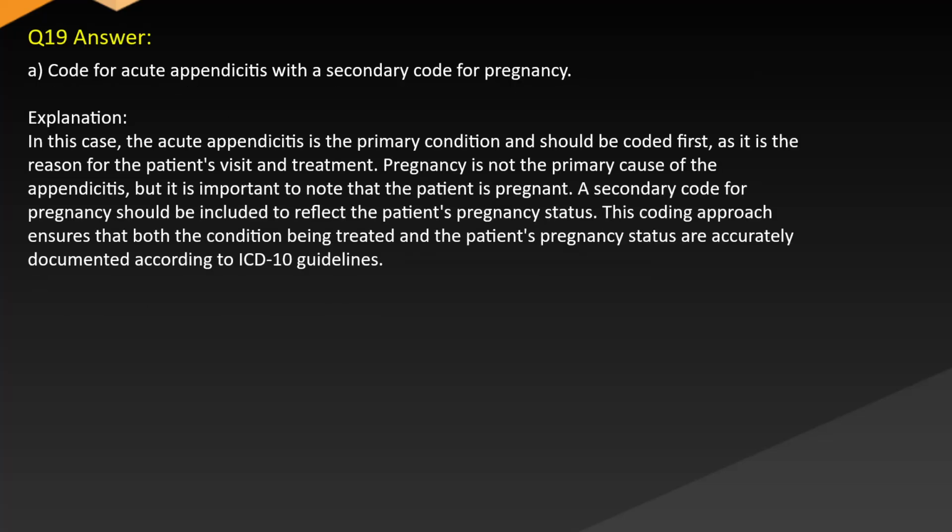Answer A. Code for acute appendicitis with a secondary code for pregnancy. Explanation: in this case, the acute appendicitis is the primary condition and should be coded first, as it is the reason for the patient's visit and treatment.